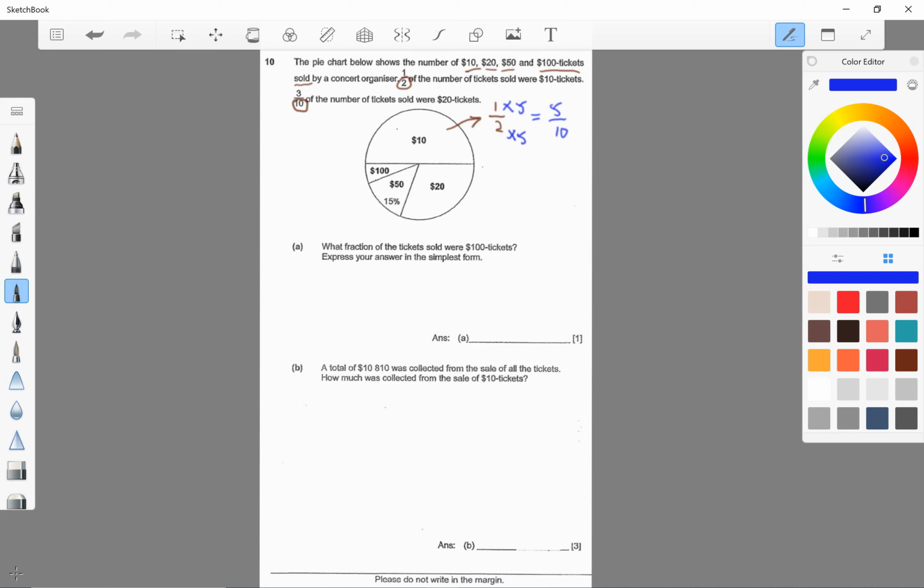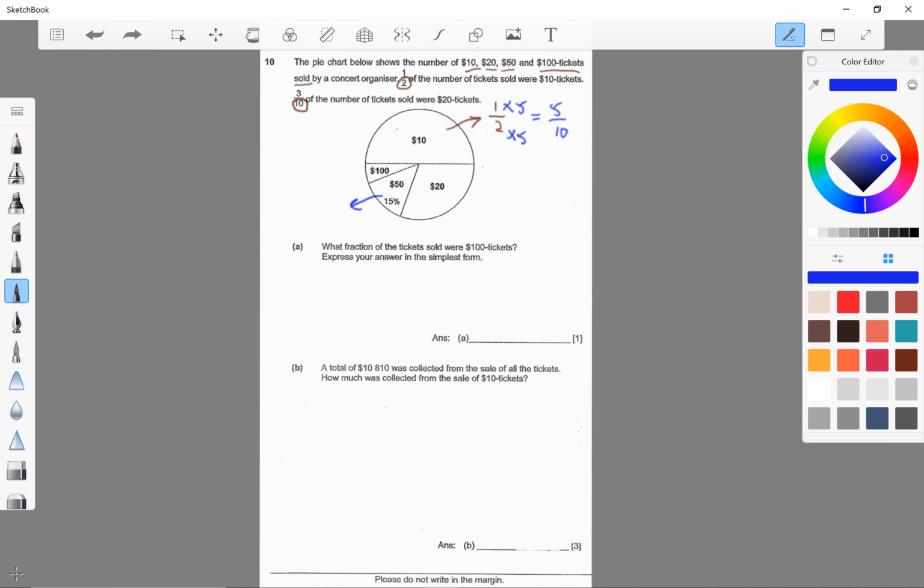But hold on to your horses. You realize that they actually inform us that the $50 is 15%. So this 15%, I got to sort it out. I can't just leave it alone. So 15% is actually 15 out of 100. If I were to simplify this, let's see what's going to happen.